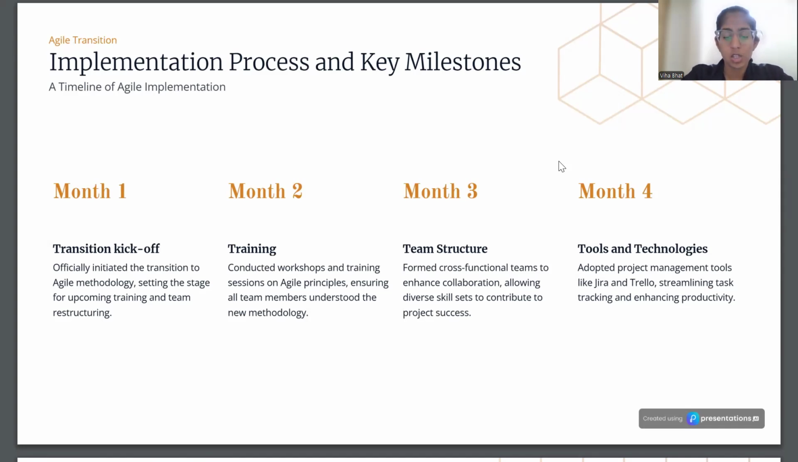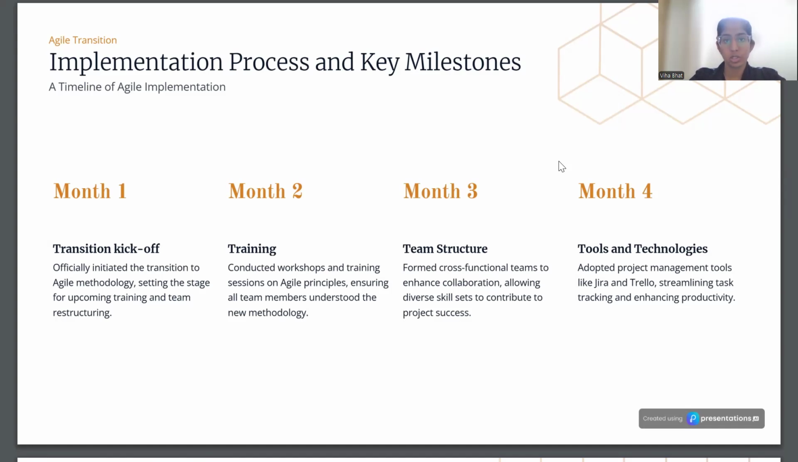Next is training. Once you know that you're going to use the agile model, you have to train all your developers and all your collaborators in this process. So you have to train them with agile principles, ensuring that they know what agile implementation is, what agile development is.